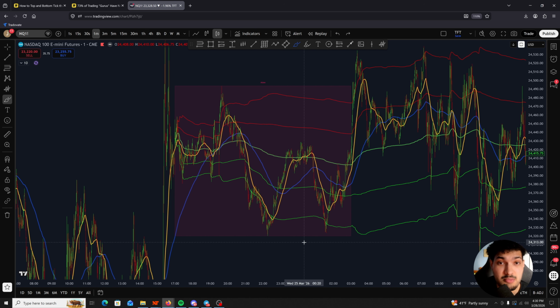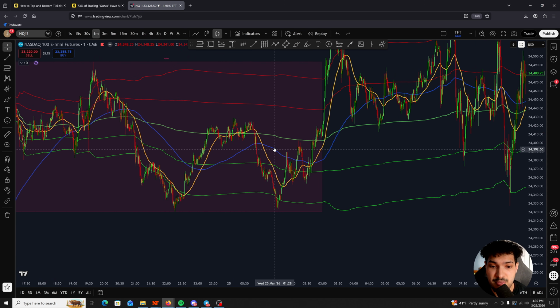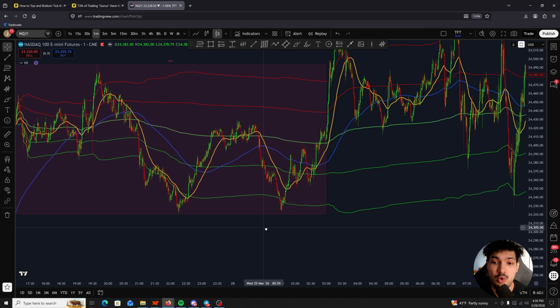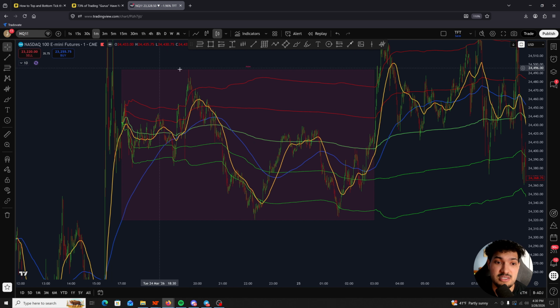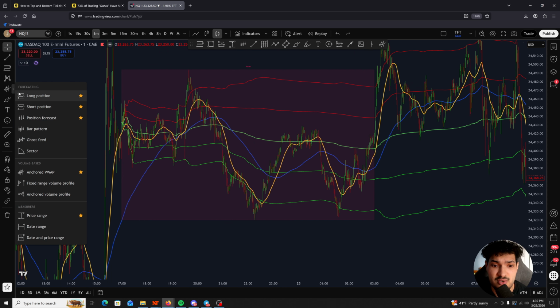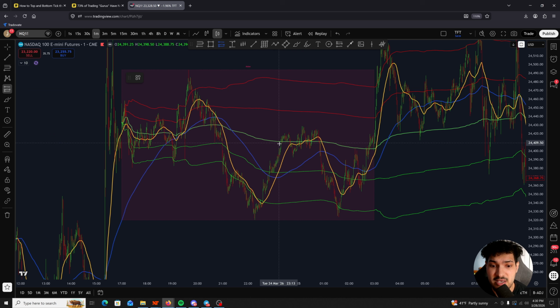Now, I urge you to use multiple confluences when doing this, but the whole point that I'm trying to illustrate here is when price gets to these extremes, we should snap back to the mean or revert to some other extremity based off other price action. So in this case, you can see in real time, you would be basically waiting for price to hit one of these bands.